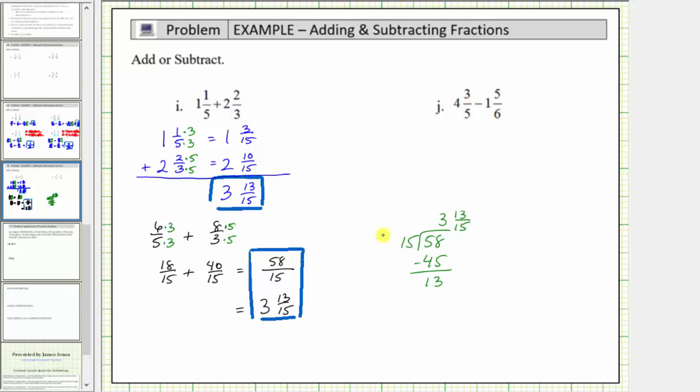Now let's look at the difference. Again, we'll solve this using two methods. We'll first determine the difference using the mixed numbers, and then we'll find the difference using improper fractions. So using the mixed numbers, we have 4 and 3/5 minus 1 and 5/6.